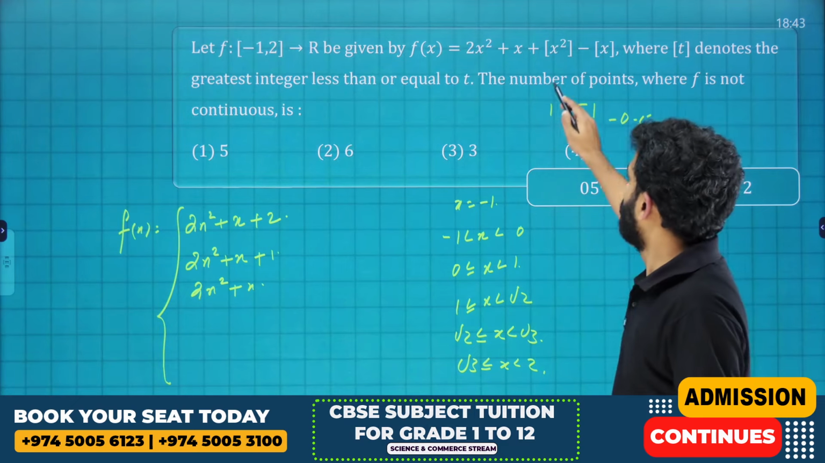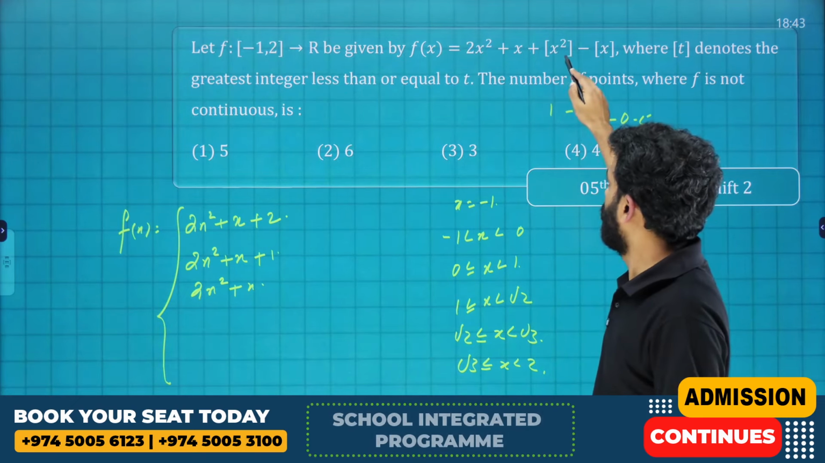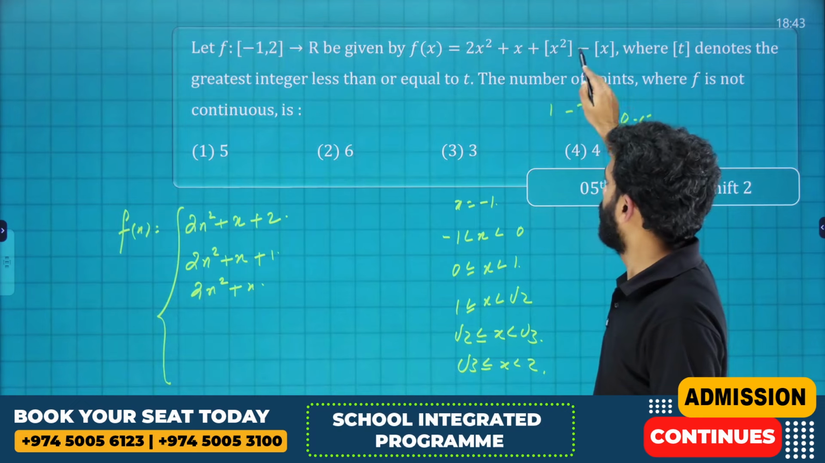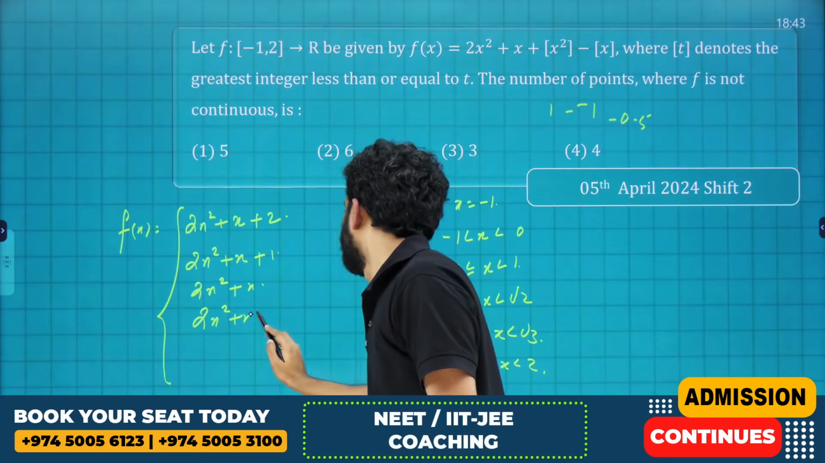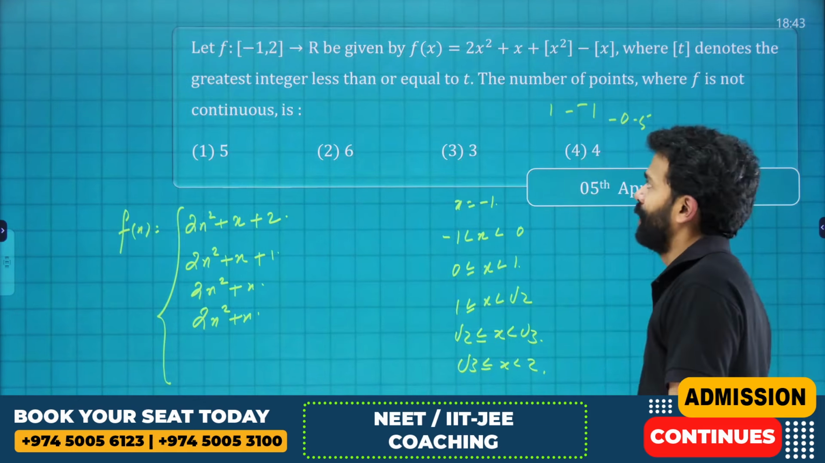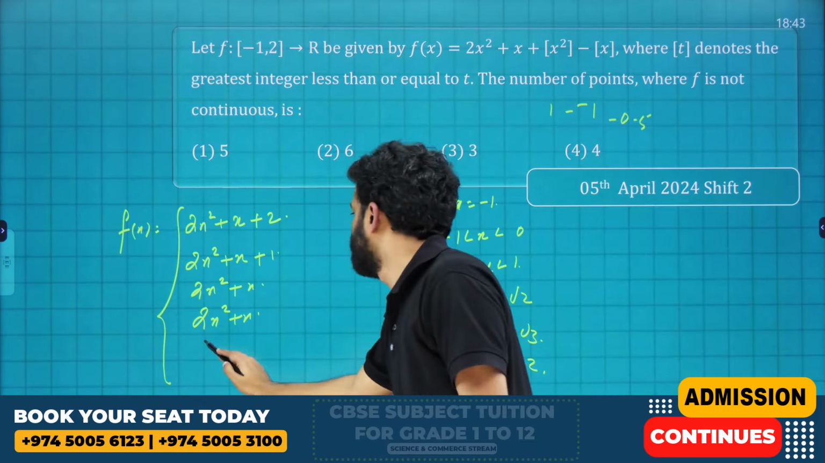And between 1 and root 2, watch out. It will be between 1 and root 2, this will be 1. And what is 1 minus 1? 0. That is 2x square plus x here. And between root 2 and root 3, that is 2x square plus x.